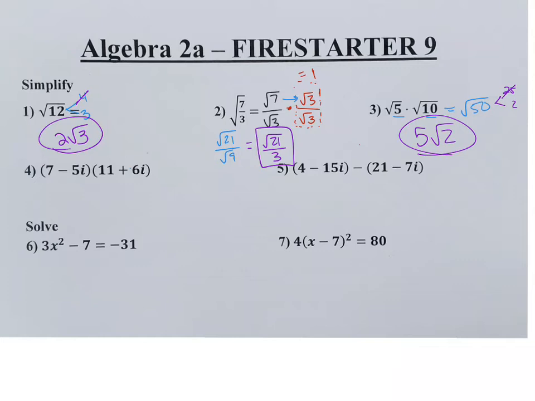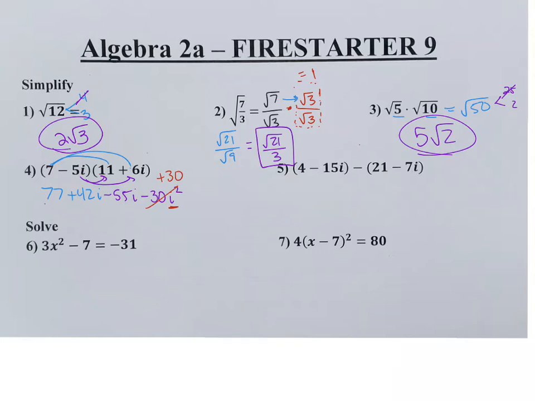4 is a FOIL problem because there's nothing in between, so I'm going to FOIL. 7 times 11 is 77. 7 times 6i is 42i. Now I'm going to do the inside. Negative 5i times 11 is minus 55i. Negative 5i times 6i is minus 30i squared. Now remember, since i squared is equal to negative 1, this becomes plus 30.